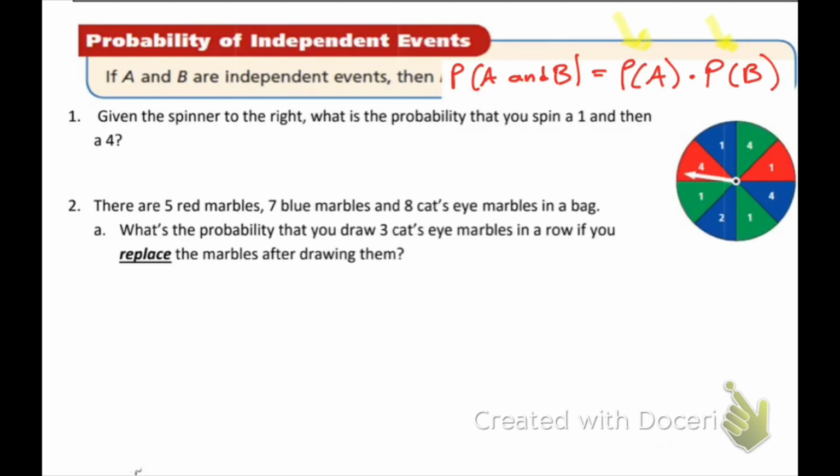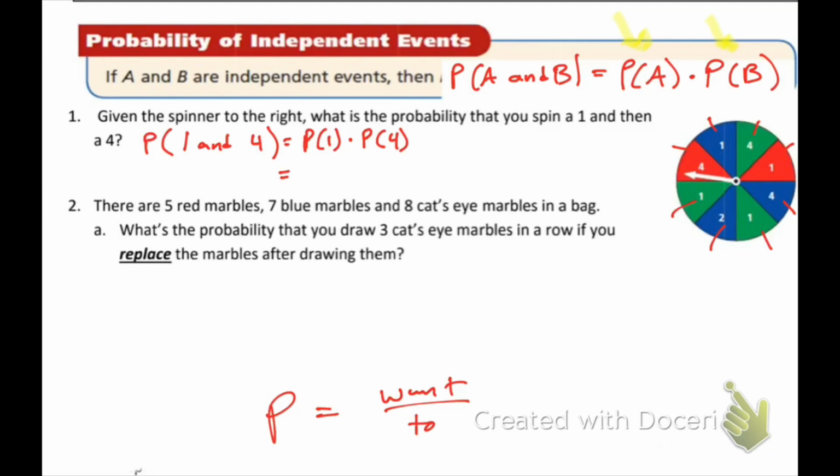So to do this, I'm going to say what's the probability of spinning a 1 and then a 4? Well, it's going to be equal to the probability of spinning a 1 times the probability of spinning a 4. Well, what's the probability that I spin a 1? Well, I have a total of 1, 2, 3, 4, 5, 6, 7, 8. So remember, probability is what you want over the total. So I have 8 spaces total. I'm looking for a 1. I have 1, 2, 3, 4 sections out of the 8 that are 1s.